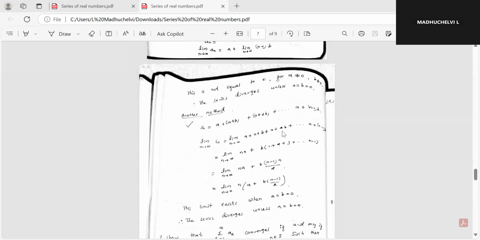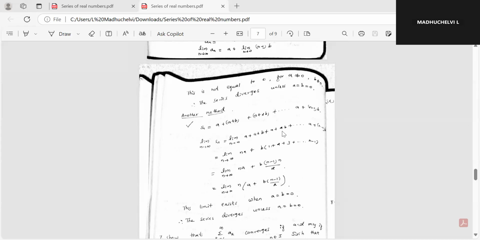Then for the same problem, another method is also there. Let us see that method. S_n equals a plus b plus a plus 2b plus etc. plus a plus n minus 1 into b. The limit as n tends to infinity of S_n equals the limit of a plus b, a plus 2b, etc. Add everything. Then we get n times a, so na plus b into 1 plus 2 plus 3 plus etc.